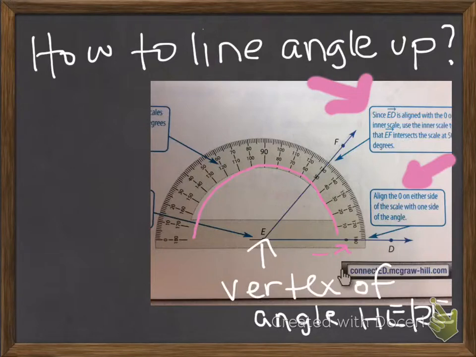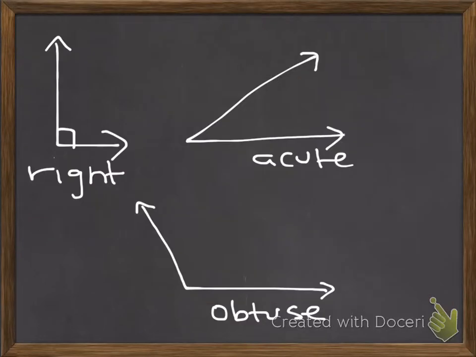And you can see that the other side of this angle goes through 50. So I would say that this angle is 50 degrees. There are 3 types of angles. You have a right angle, which is 90 degrees. You have an acute angle, which is going to be less than 90 degrees.